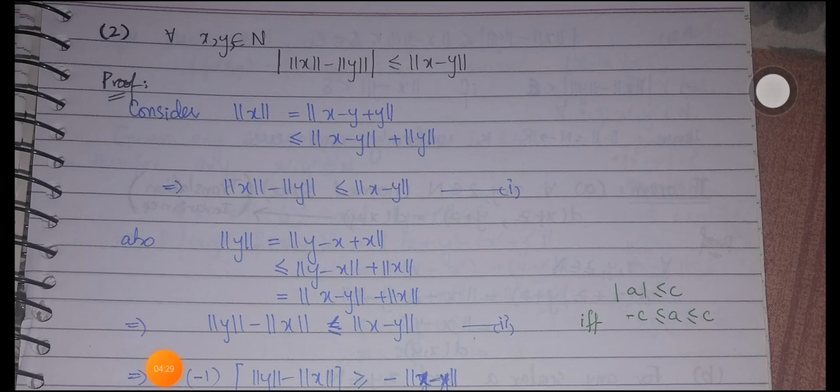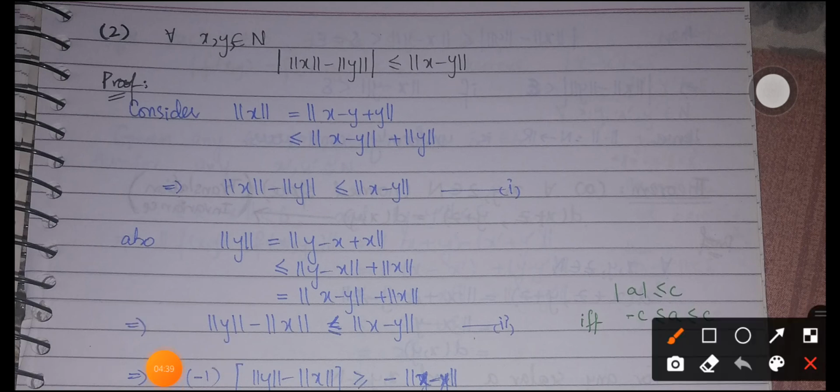Here we have another remark, and it is again very important, because it will be further used in the proofs: for all x, y belonging to N, the mod of norm of x minus norm of y is less than or equal to norm of x minus y. To prove this inequality, we will use the result that mod of a is less than or equal to c if and only if minus c is less than or equal to a less than or equal to c.